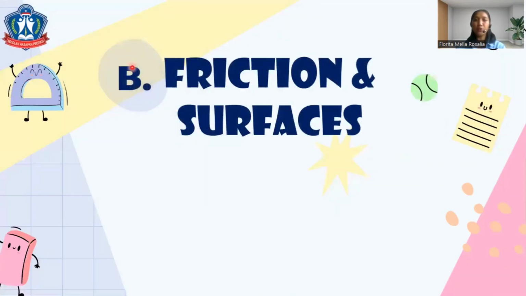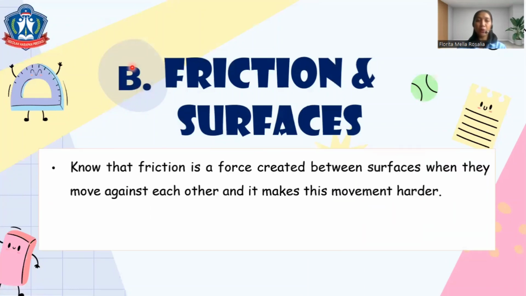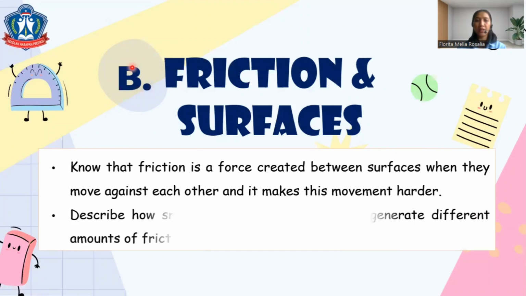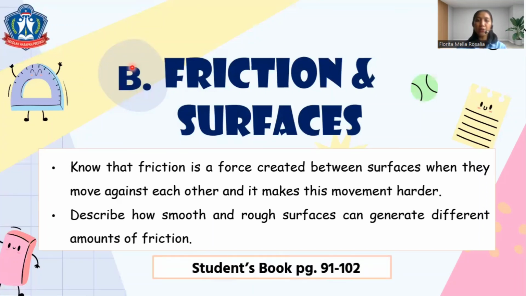So let's continue with friction and surfaces. You are going to know that friction is a force created between surfaces when they move against each other, and it makes this movement harder. Second, you are going to describe how smooth and rough surfaces can generate different amounts of friction. So here you can open the student's book, page 91 until 102.